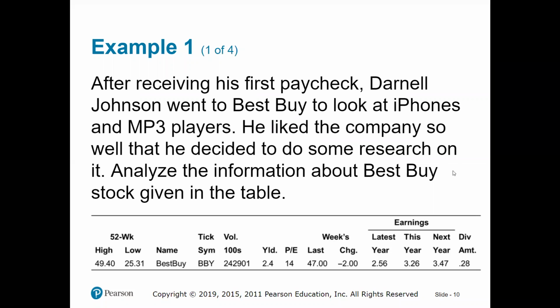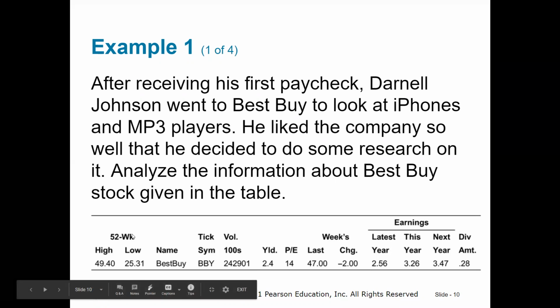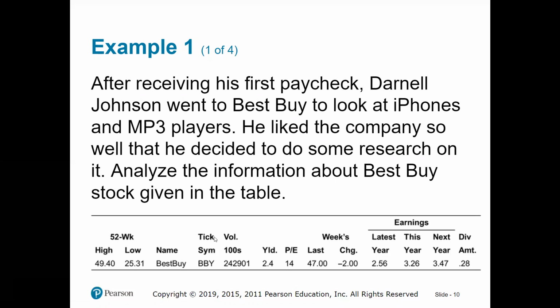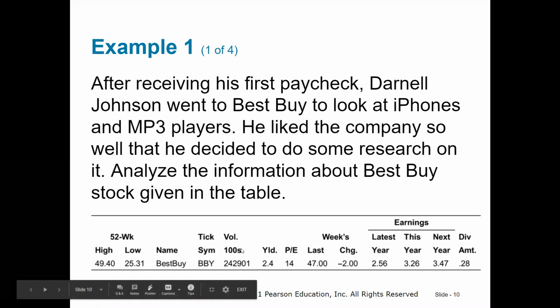Here's our first example. After receiving his first paycheck, Daryl Johnson went to Best Buy to look at iPhones and MP3 players. He liked the company so well that he decided to do some research on it, analyze information about Best Buy and stock given in the table. So high, low for 52-week, name, tick symbol, volume, yield, PE, weeks last, change, latest year, this year, next year, dividend amount.